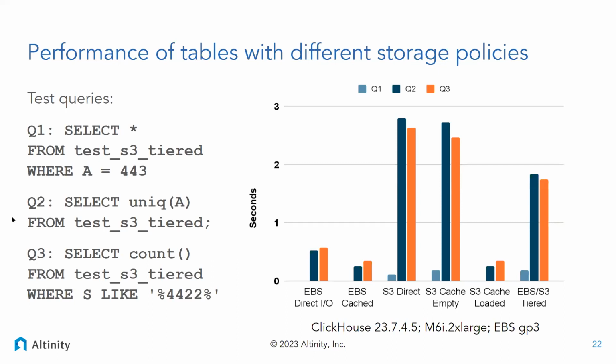EBS is going to cost you, all things being equal, about 5 times more. So the performance kind of matches that.